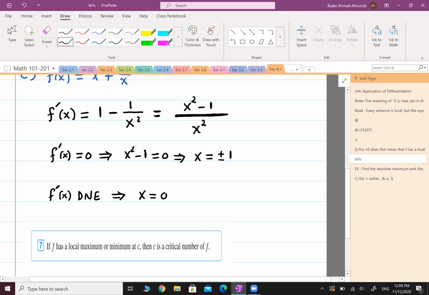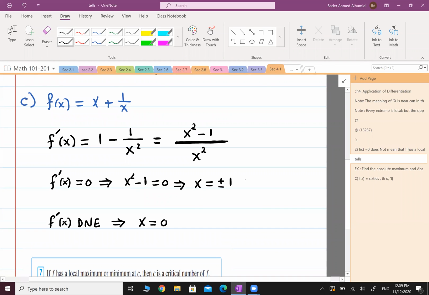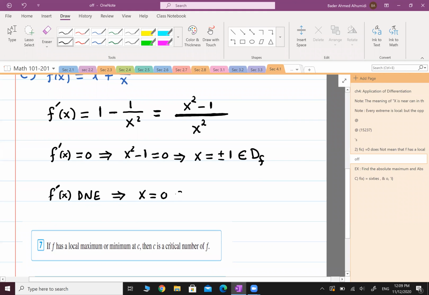Maybe in the final, they will tell you the number of critical numbers of this function is 1, 2, 3, 4, 5. Which one is the correct answer? Is it a 3? I need to be careful here. I need to check now. Are these two numbers inside the domain? Yes, these are inside the domain of the function. So I can say that x equal to 1 and x equal to minus 1 are both critical numbers. But x equal to 0 is not part of the domain. This does not belong to the domain of the function f. What is the conclusion here?